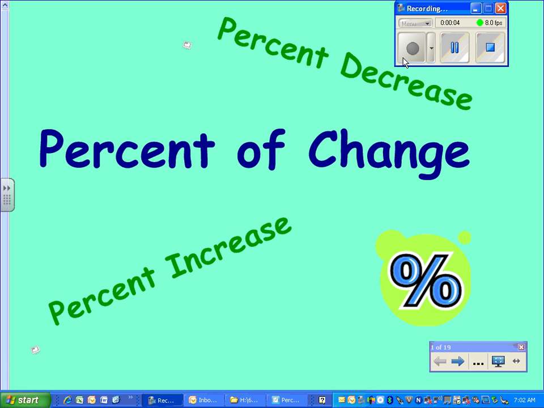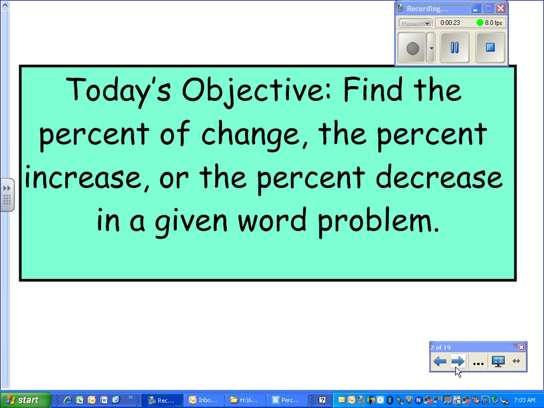Percent of change is something that a lot of students find to be very, very difficult. When in reality, I think the difficult part of percent of change is that you have to set up a fraction and then you have to turn it into a percent. And I think really those fraction, decimal, percent conversions are what trips kids up with percent of change. So let's go ahead and get started.